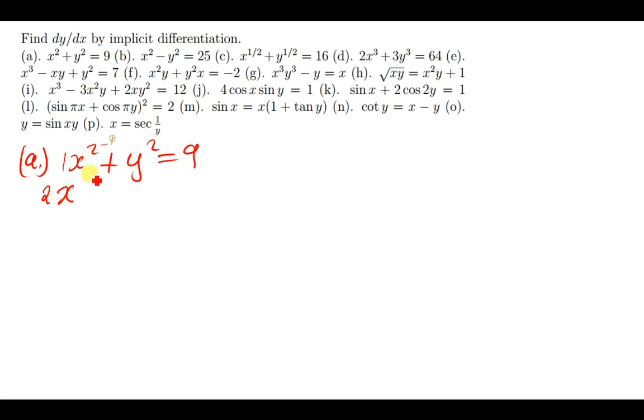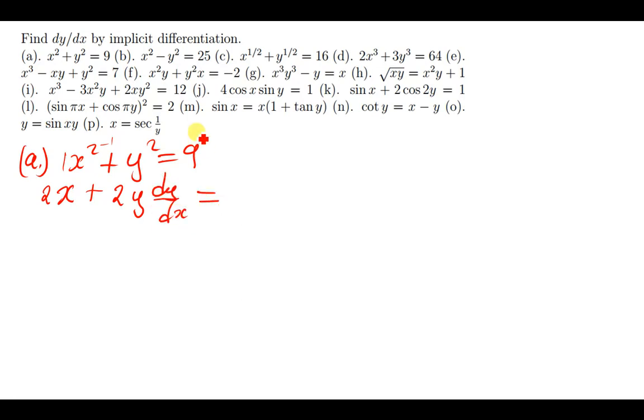Then we have 2 minus 1, which is just x. Then the other part, when you differentiate this one, remember what I said, every time you differentiate y, you always have to add dy dx. So we differentiate this the normal way. 2 times the coefficient of y there will give us 2. And then we're going to have y raised to the power 1, because 2 minus 1 is 1. So after differentiating y, we always have to add dy dx.